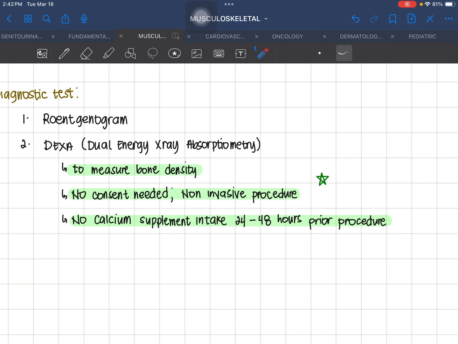And also, hindi na need ng consent dito, kasi hindi naman siya invasive procedure. So, x-ray lang din siya. Bali, parang raw röntgenogram. So, no need for consent dahil hindi siya invasive procedure. So, dapat hindi ka rin pwede mag-take ng calcium supplement 24 to 48 hours prior to procedure. So, bawal ka ng calcium supplement or anything na rich in calcium 1 to 2 days prior to procedure.